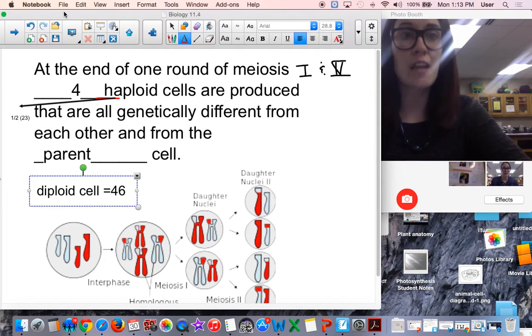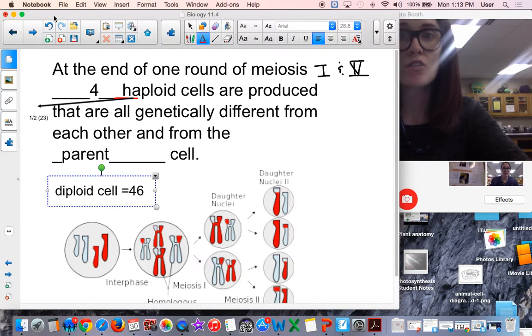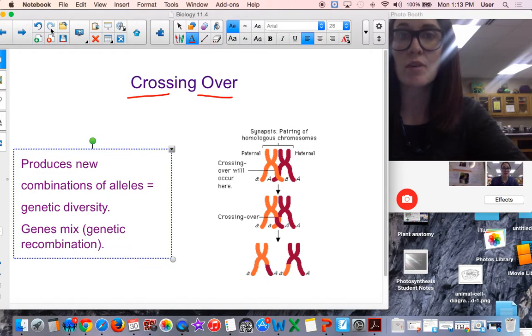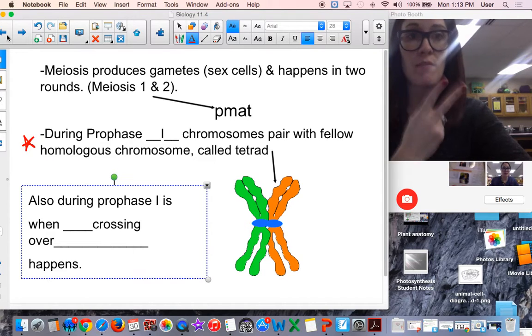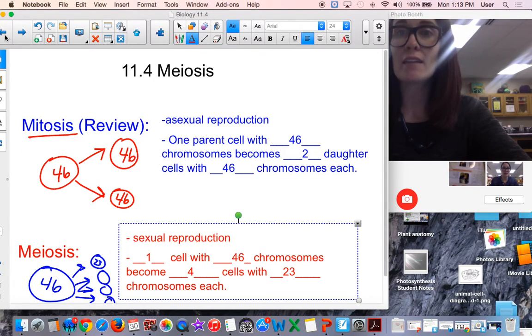Okay, so that is meiosis in a nutshell. It ensures genetic diversity, mainly due to crossing over. We'll talk about a few other things that help with genetic diversity of sex cells. And it can be split into 2 meioses, meiosis 1 and meiosis 2. We're going to model that another day, the different steps of meiosis. And it produces cells that are genetically different from one another. And that is the end of 11.4.